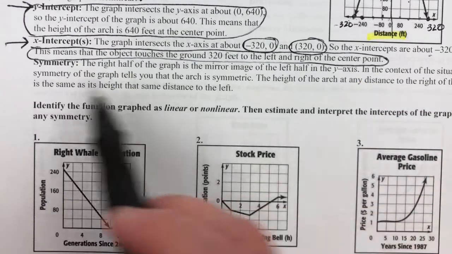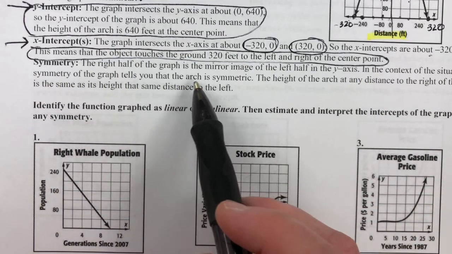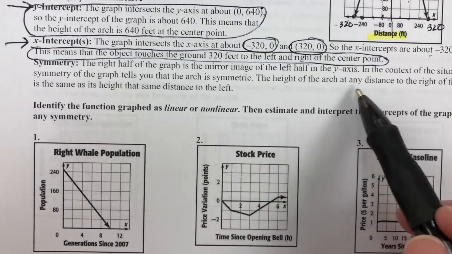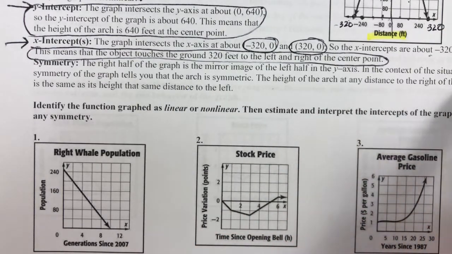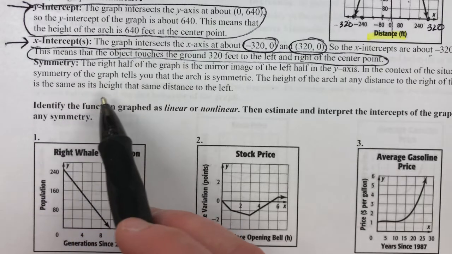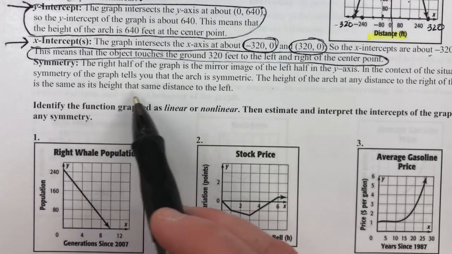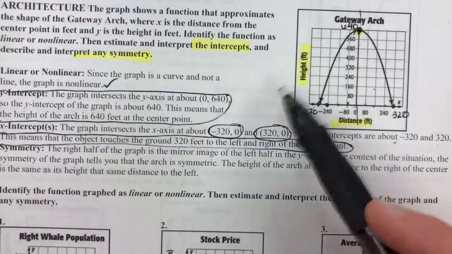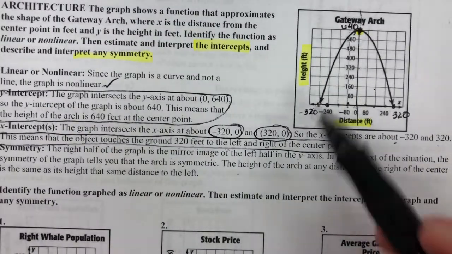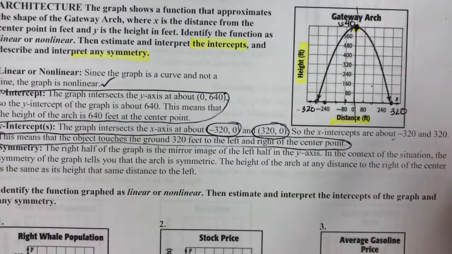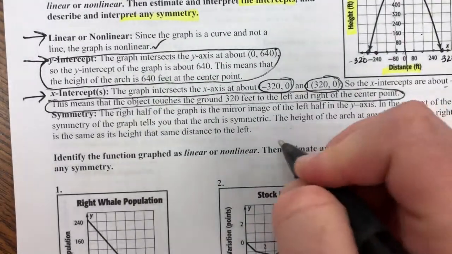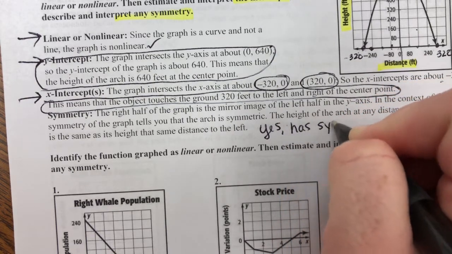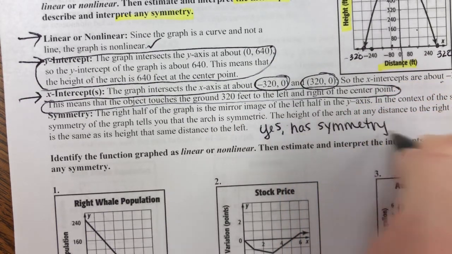In the context of the situation, the symmetry of the graph tells you that the arch is symmetric. The height of the arch, at any distance to the right of the center, is the same as its height at the same distance to the left. If they're symmetrical, whatever happens on the right is the same as the left. So they are symmetrical. The center point would be the line of symmetry. So we'll just say yes, has line symmetry.